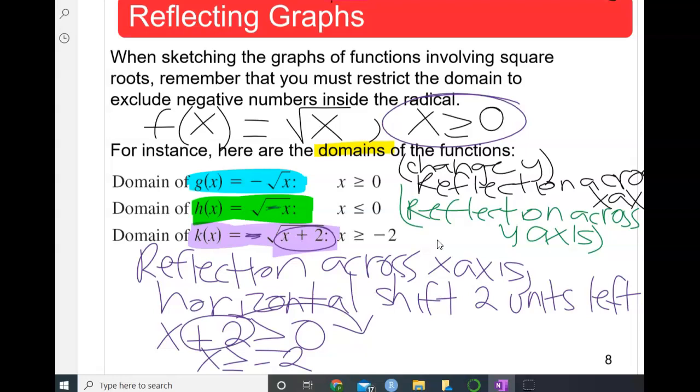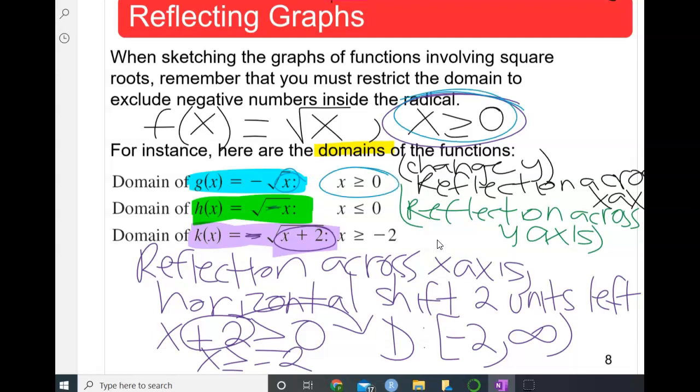So the domain will be all the x values starting from -2, that could be the smallest, and then greater than that. How much greater, we don't know, so we use the concept of infinity and then regular parentheses. The one that you see here is the same as the parent function. You could see the domain is the same.